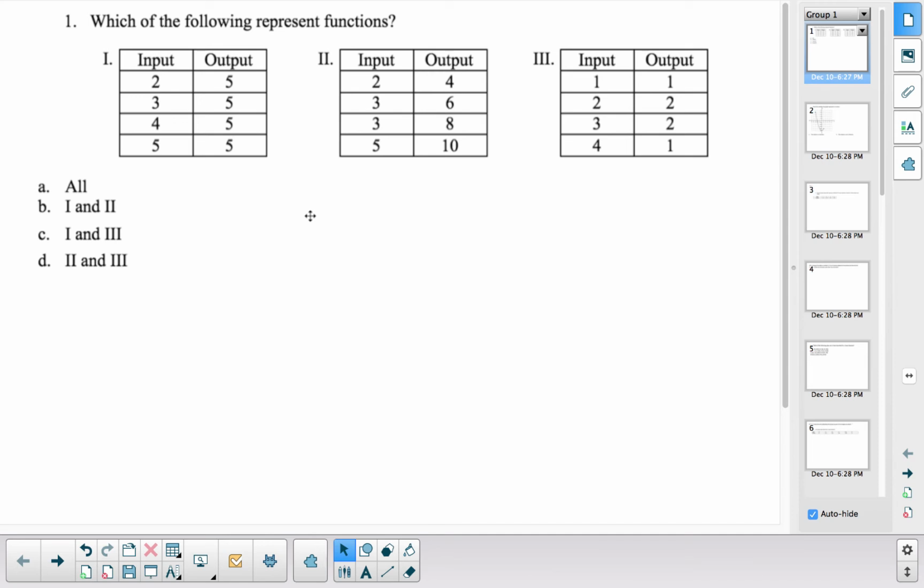All right, this first question, you just got to know what a function is. And a function is a relation that pairs each input with exactly one output. So if you're confused by that, I like to do a graph sometimes.